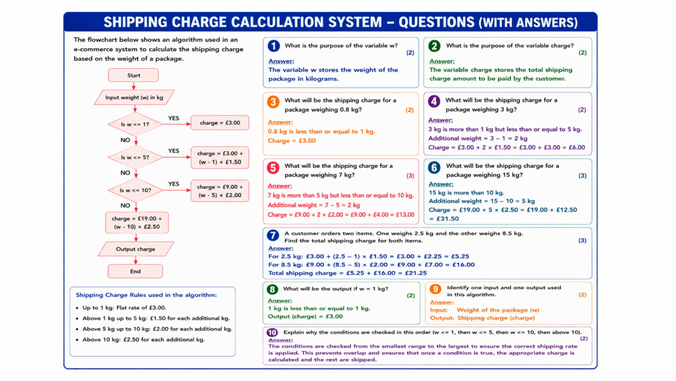If the weight is less than or equal to 1 kilogram, the charge is £3. If the weight is more than 1 kilogram, but less than or equal to 5 kilograms, the system adds an extra amount based on the additional weight. If the package weighs between 5 and 10 kilograms, a different formula is used. Finally, if the weight is greater than 10 kilograms, the algorithm uses the highest shipping rate.